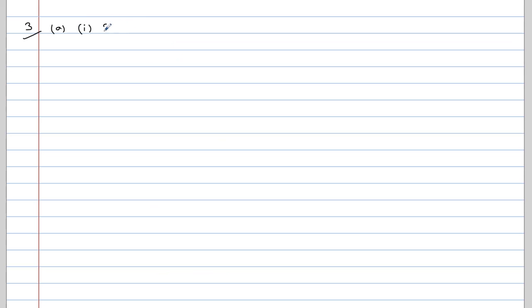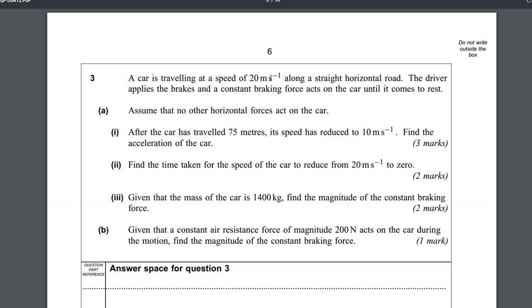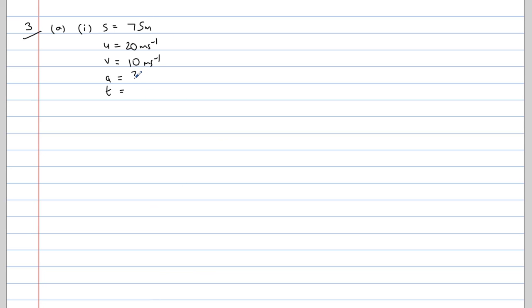So we'll start by writing down our values for SUVAT. Firstly, we know the initial speed is 20 metres per second, and we know that after 75 metres it's reduced to 10 metres per second. We're trying to find the acceleration and we don't know how long it takes. So we want an equation involving S, U, V and A. The equation we want is V squared equals U squared plus 2AS. So 10 squared will equal 20 squared plus 2 times A times 75.